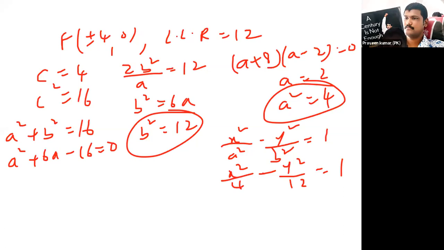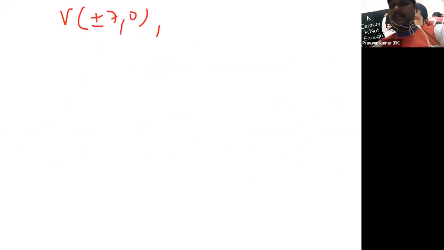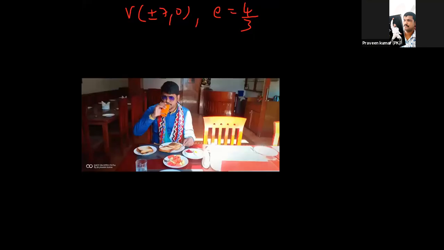See next question. Vertices plus or minus 7 comma 0 and e is equal to 4 by 3. I'll give 3 minutes time. Try everyone. Vertices plus or minus 7 comma 0. E is equal to 4 by 3. Do it fast. Find the answer, everyone.